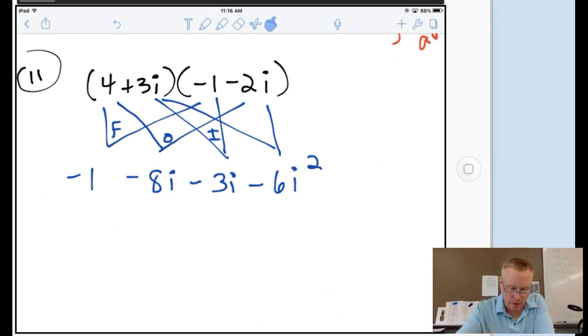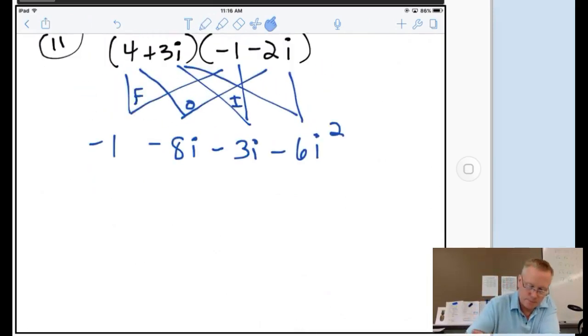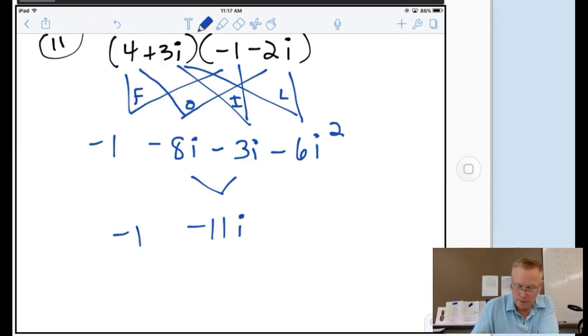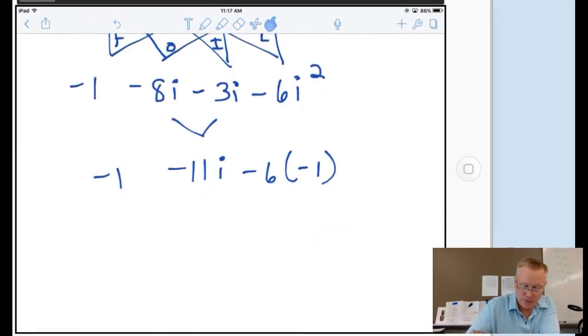Okay, so I'm off to a good start. Let me now combine like terms. Those two go together. Negative 8 and negative 3 is negative 11i. Negative 6i squared is really negative 6 times negative 1, which means I get plus 6 there. So that's really plus 6.